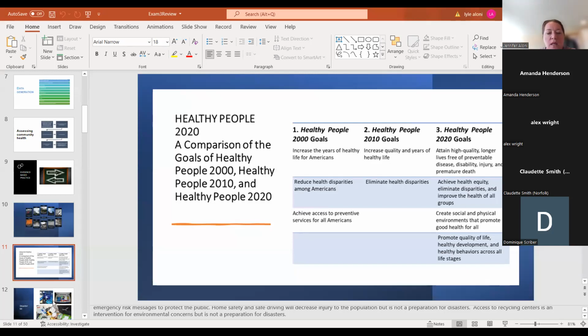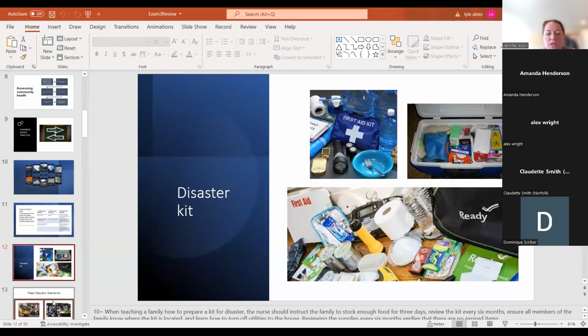That's not good. All right, we look at our disaster kit, which somebody just talked about. We're going to make sure we advise our families to do this. What's important with a disaster kit that we know about? Stock enough for 3 days and review it every 6 months. Good, and make sure that the family knows where it is, right?